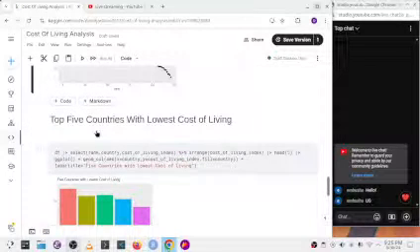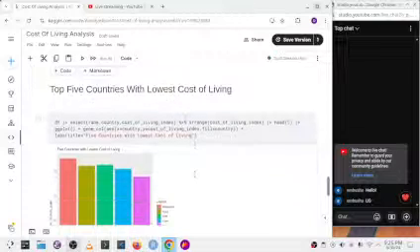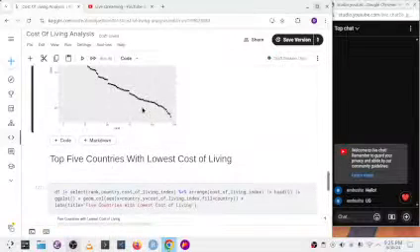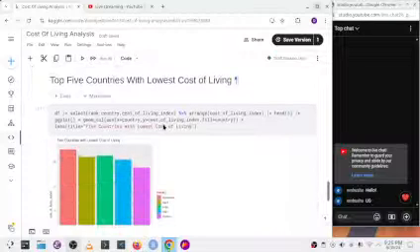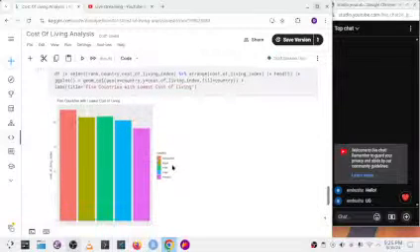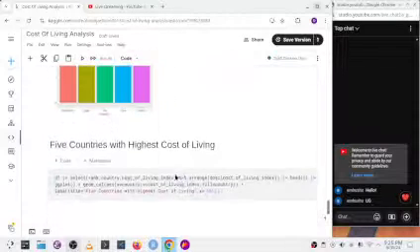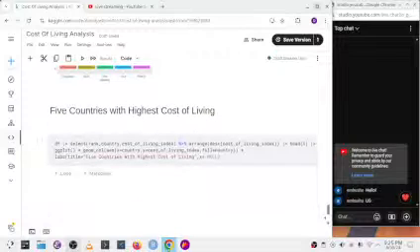Let me come down there and we look at the top 5 countries with the lowest cost of living index. So that'd be those down in here. And those are Bangladesh, Egypt, India, Lydia, and Pakistan. Probably not a big surprise. What about the countries with the 5 highest?